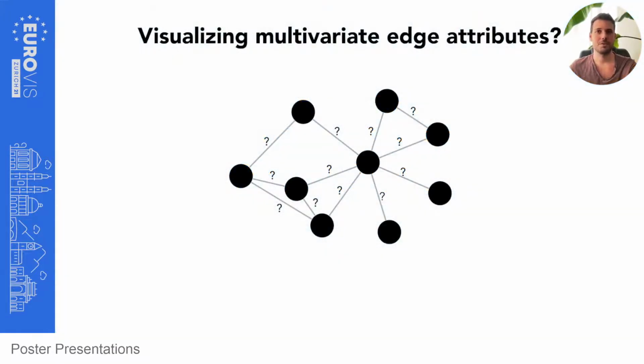In this research, we are especially interested in the visualization of multivariate edge attributes, which, for example, can include attributes such as edge type, direction, values, uncertainty, or many other things.